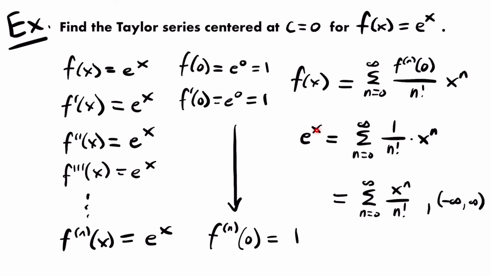And so e to the power of x can be represented by this power series on this interval. I will box in that answer. We have the sum from n equals 0 to infinity of x to the power of n divided by n factorial on the interval from negative infinity to infinity, and that's equal to e to the power of x. And so let's take a look at another example.